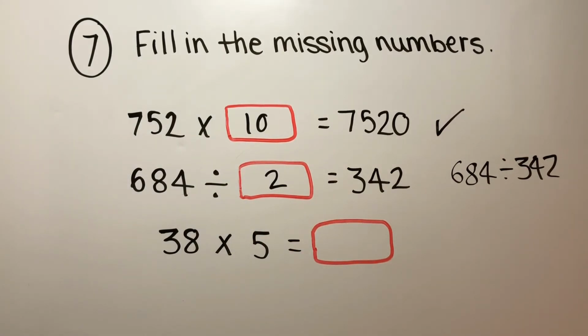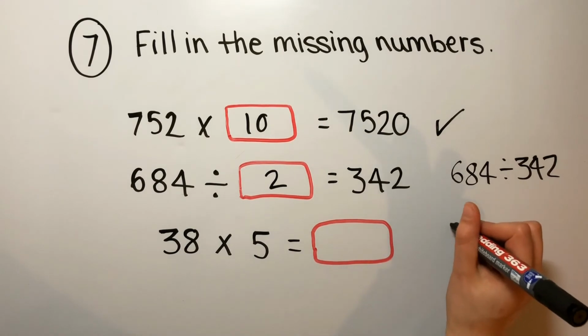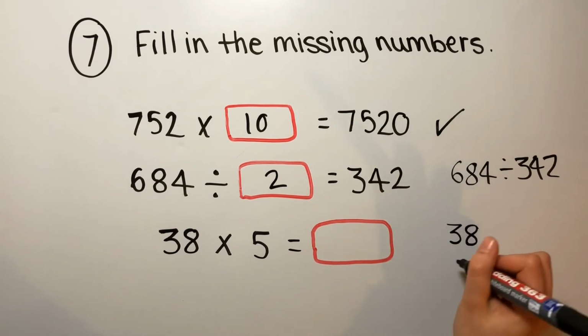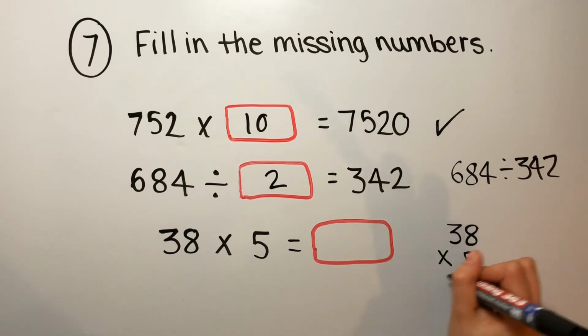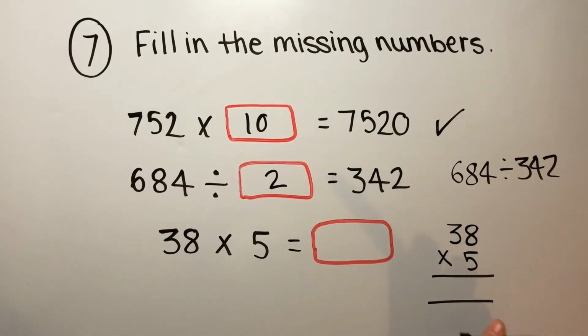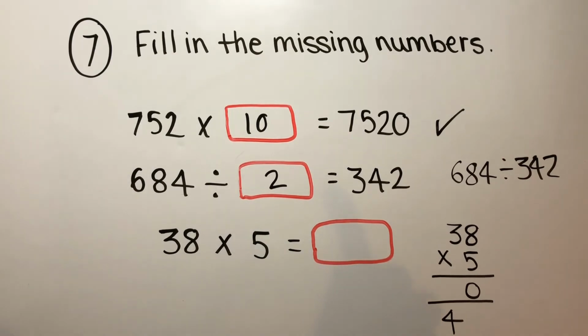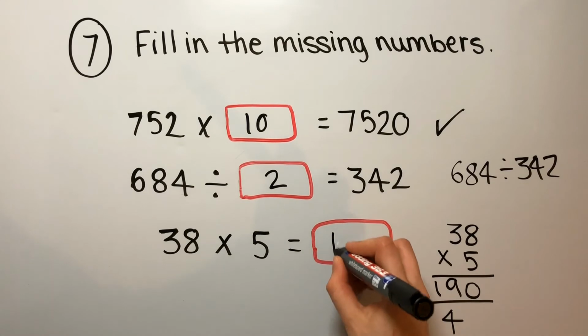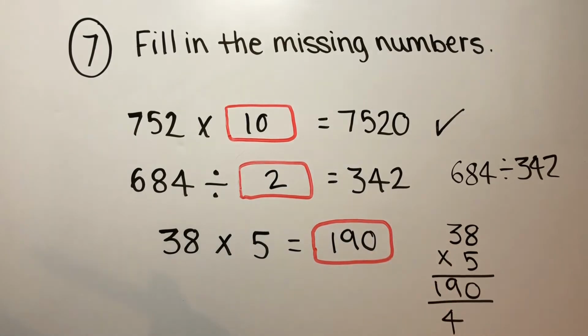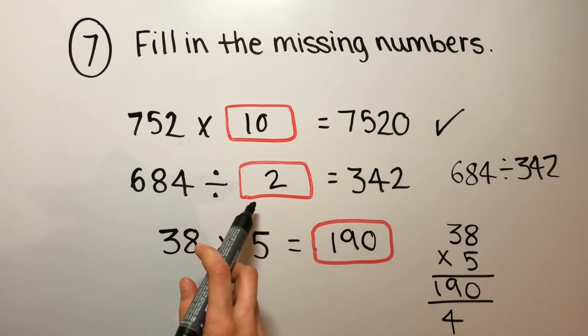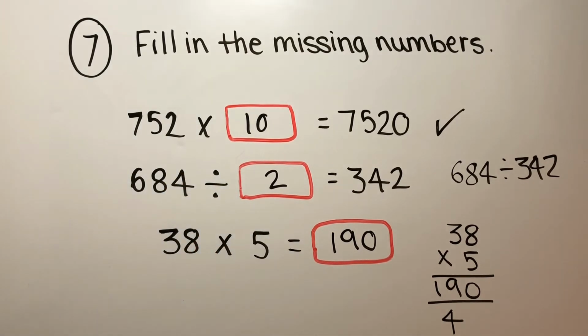Now for the last one, 38 times by 5. We're going to be using a column method for this. 38 times by 5. 5 times 8 is 40. 5 times 3 is 15, plus the 4 is 19. 190. In your boxes, you should have 10, 2 and 190.